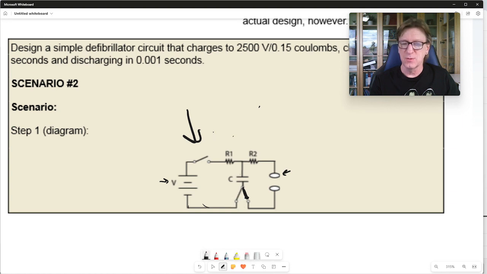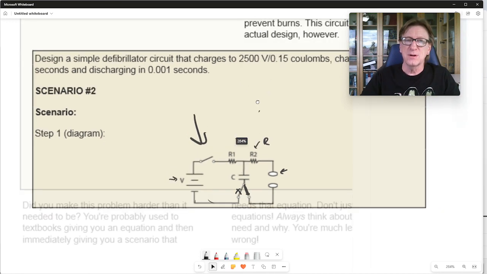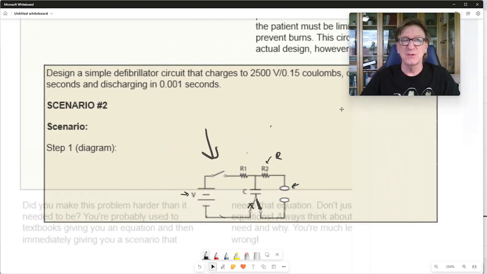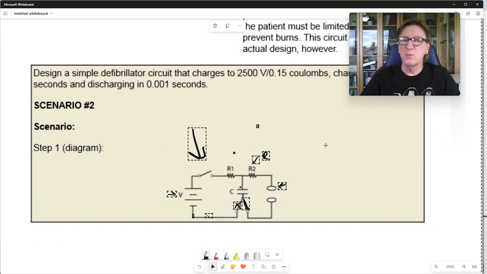And of course, I can't erase this one, but it closes and everything now dumps through because I have a much smaller resistor here. And so I have a much shorter time constant so that I can dump everything. So we want our defibrillator here to charge to 2,500 volts and 0.15 coulombs. That's a lot. And we're going to have it charge in 5 seconds. But then we want it to discharge in 0.001 seconds. Very quick, just 1 millisecond.